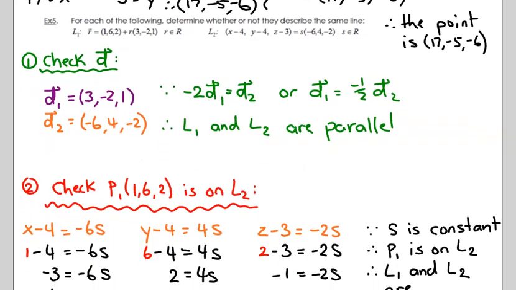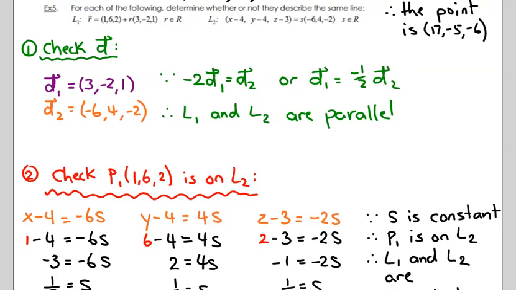Lastly, for each of the following, determine whether or not they describe the same line. So we have two lines, and when they say tell me whether or not they're the same line, they mean, are they coincident? And when I say coincident, I mean, are they not only parallel to each other, but does one point from one line exist on another line?